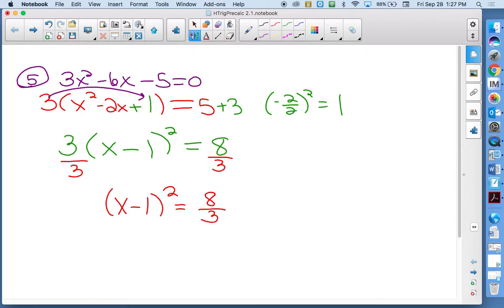can I put that in fraction form? 8 over 3. Okay, yeah, just hold it, because it is technically in fraction form. Easier to take the square root. So take the square root.